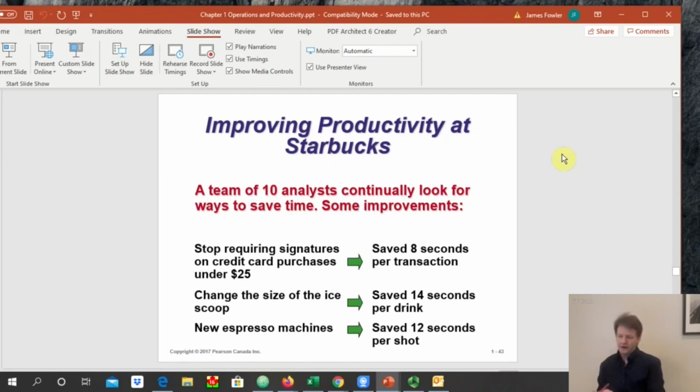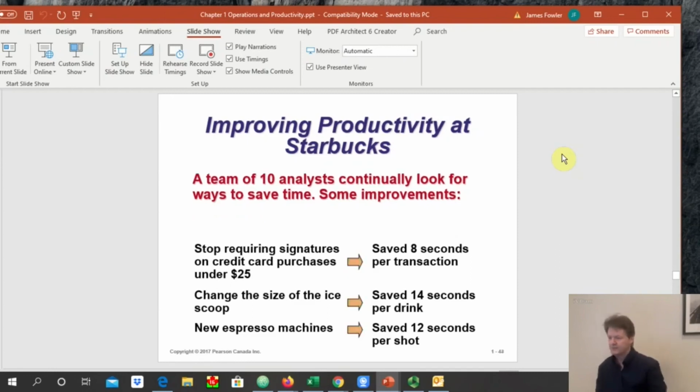Now, taking a look at that, it doesn't seem like that big of a deal. We're talking about seconds, but you roll that out over how many locations they have across the globe, and it is a substantial savings, as you'll see.